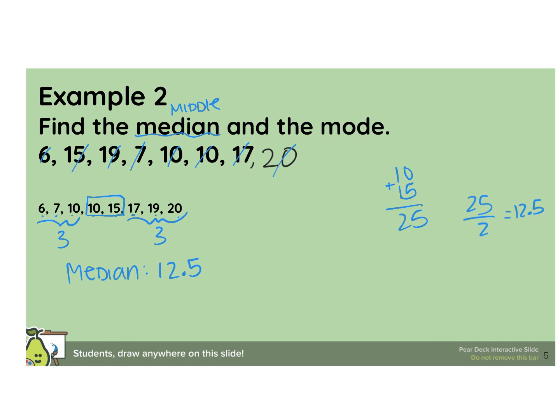On the exit ticket, make it a decimal. Okay? Type 12.5, no spaces. All right? Now, what's the mode?